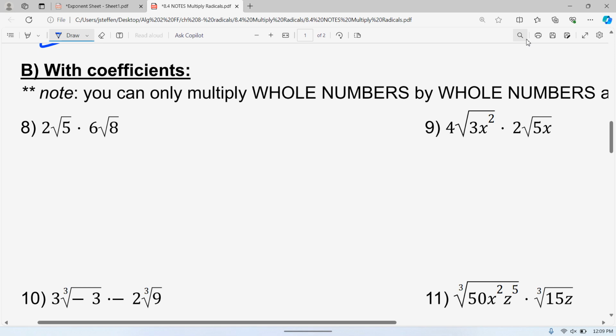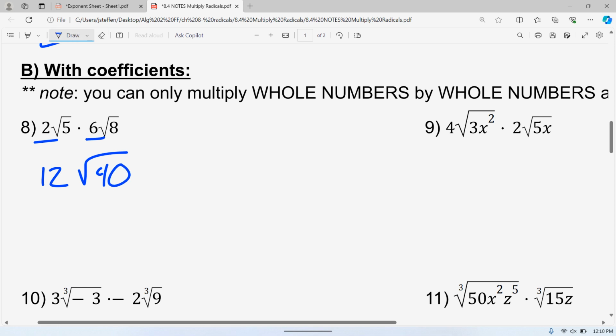So for instance, number 8, you can multiply the 2 and the 6, that's 12, and you can multiply the 5 and 8. It's not that hard to remember, but there are times it gets a little bit tricky. We'll talk about that later. That should be 40, not 48.